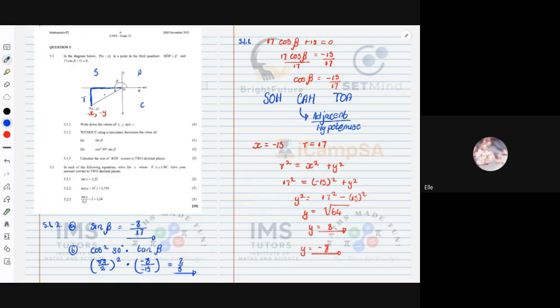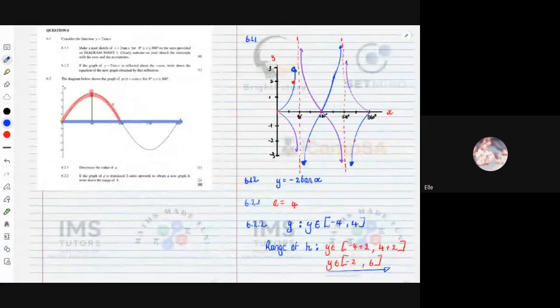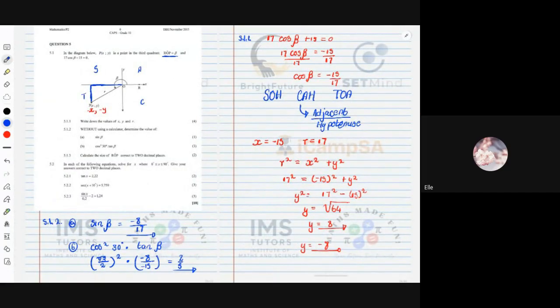And then they say calculate the size of ROP correct to 2 decimal places. And remember that they said ROP is equal to beta. So we are essentially asked to calculate the value of beta. And right now we are gonna use the calculator, since it says correct to 2 decimal places. Or maybe let me do it like this.